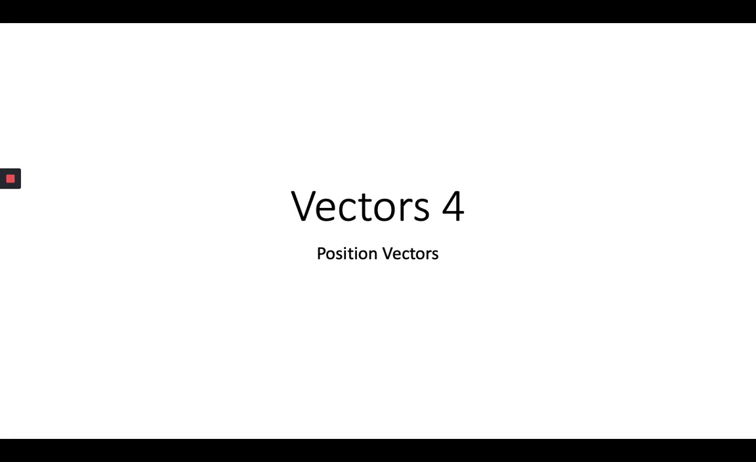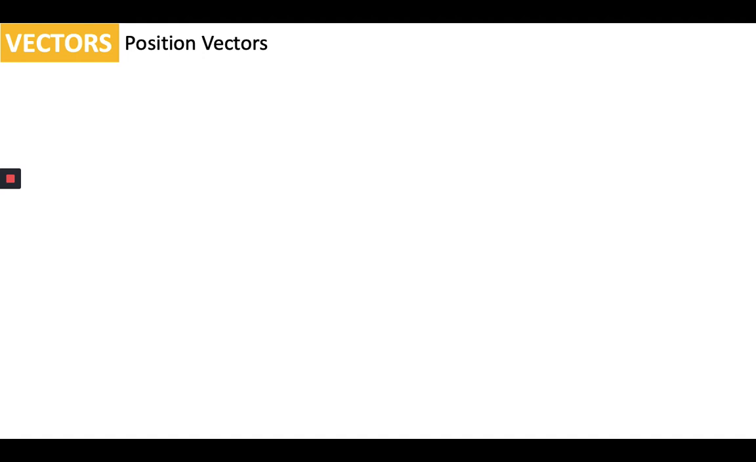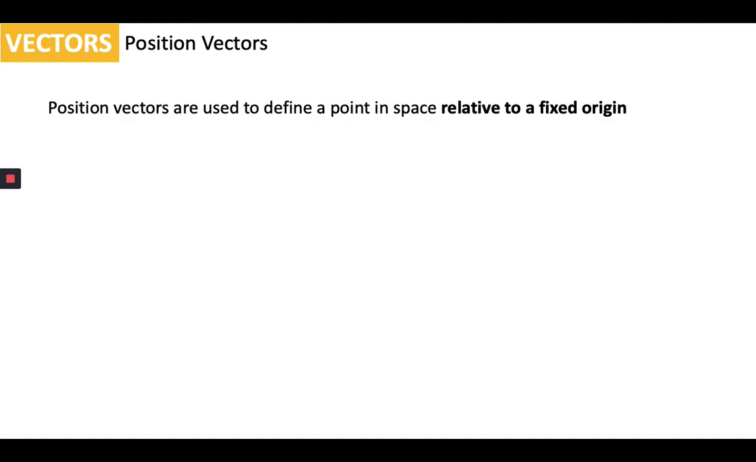So this is the recording or the video for vectors 4, which is where we're going to be talking about position vectors. And this is a new way of us thinking about vectors, or a new way of using them. What we're going to say is that position vectors are a vector that's used to define a point in space relative to a fixed origin.